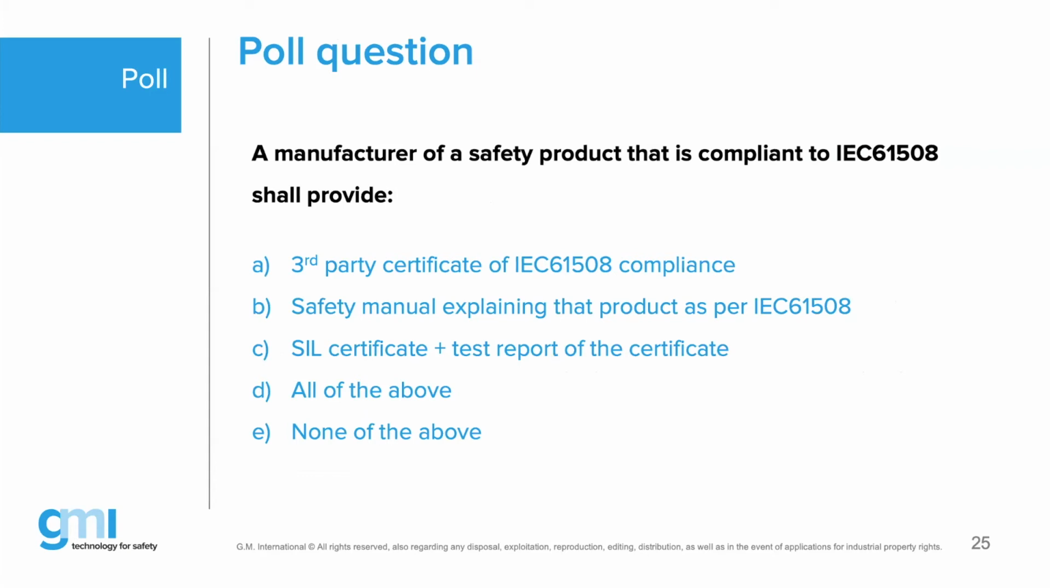I will jump to a poll question over here. All right, so we have a new poll for you guys. Manufacturer of safety, so I think this is the right poll. So what's the question here, Tino? A manufacturer of a safety product that is compliant to IEC 61508 shall provide. Yeah, actually, an easy question for our guests here. It's third-party certificate, safety manual, SIL certificate, all of the above, none of the above.